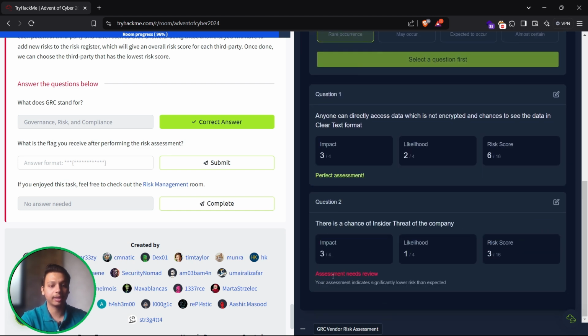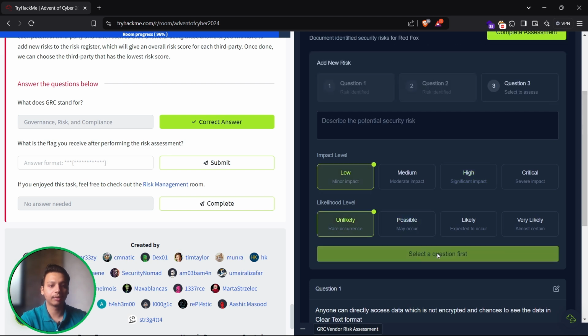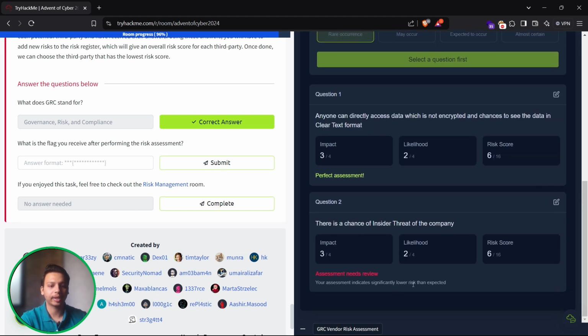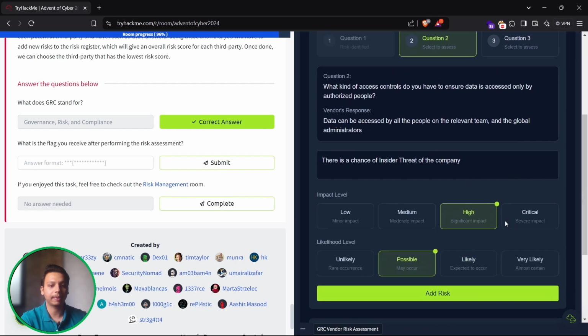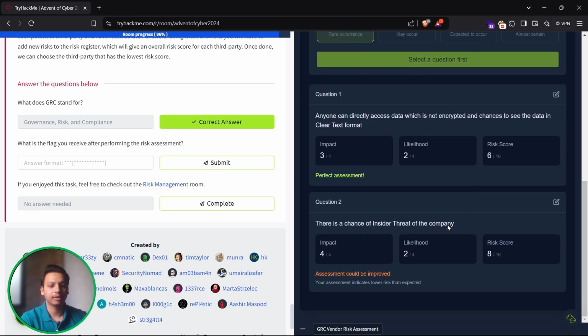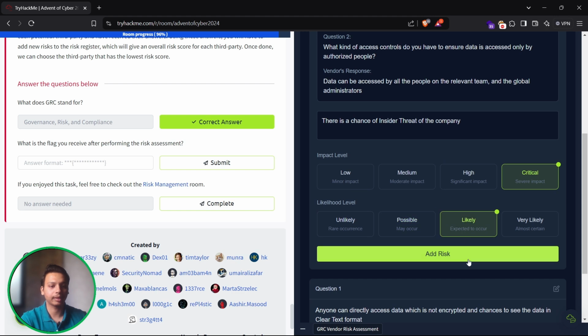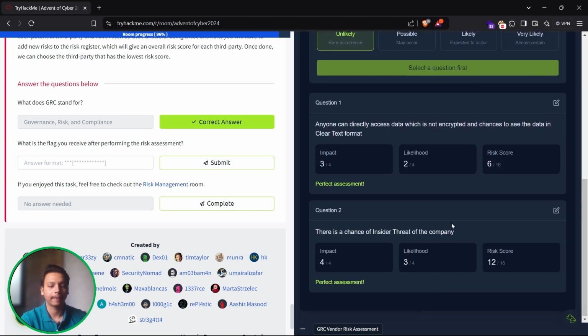It says assessment needs review. Your assessment indicates significantly lower than expected. So over here we have to increase the likelihood. Let's just see. Okay, the risk has been impacted lower. So let me just make it critical and add the risk. So this is just trial and combination. It indicates lower risk than the assessment. So likely, add risk, yeah.